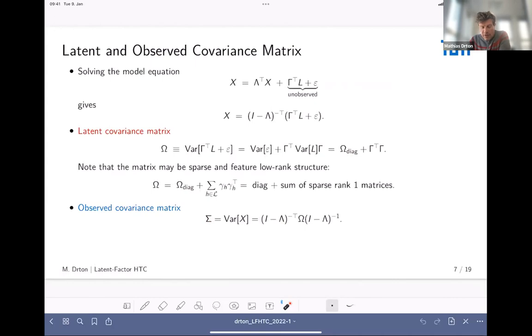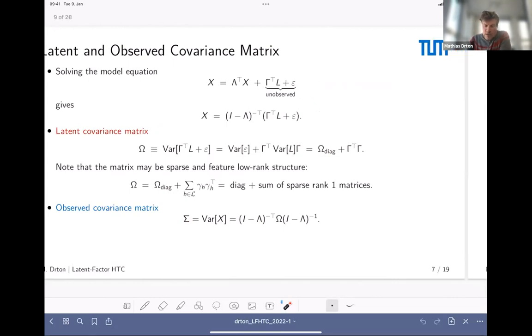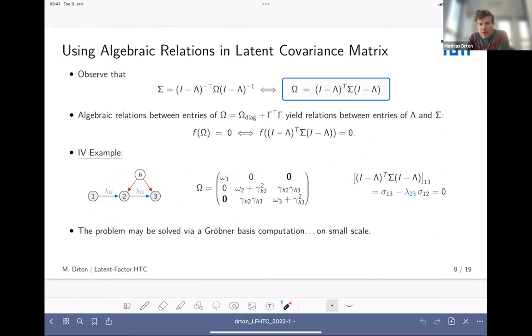Now, looking at the entries in sigma is sort of hard. So there's a much easier way of looking at the problem that we leverage in our work. Instead of thinking about how sigma is parametrized by all of the model parameters, I'm going to think about how I can recover the latent covariance matrix from the observed. If you give me the observed one and I want to go back to the latent one, I just multiply away the sandwiching identity minus lambda. So the latent covariance matrix, if you tell me what lambda is, you can recompute from the observed covariance matrix as identity minus lambda transpose, sigma, identity minus lambda.